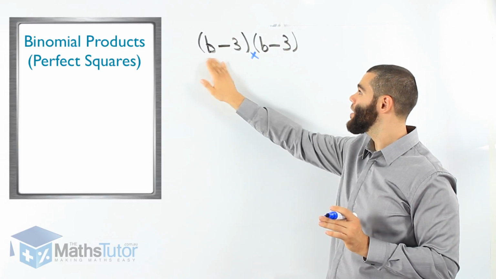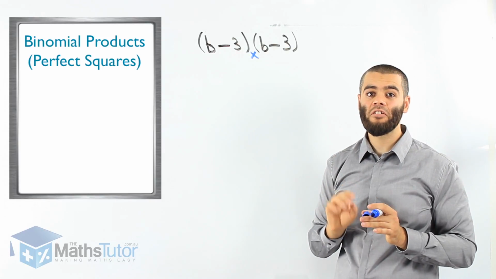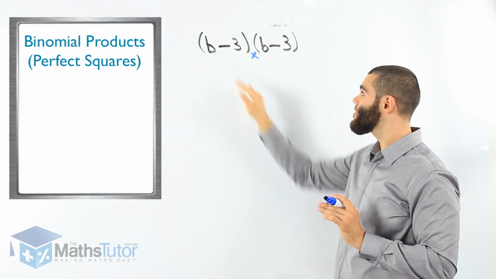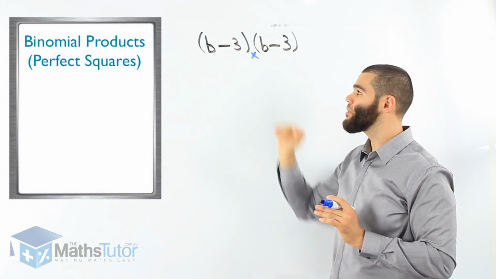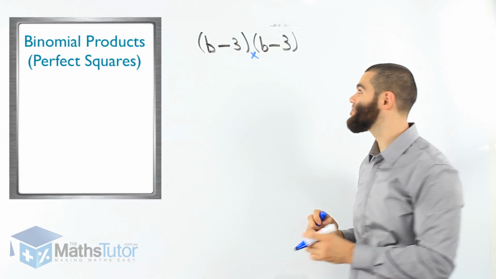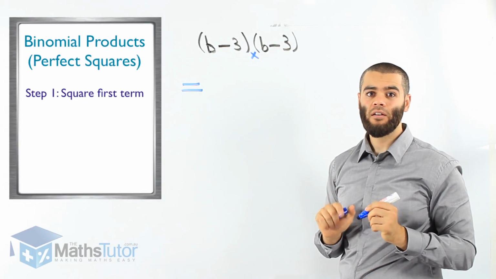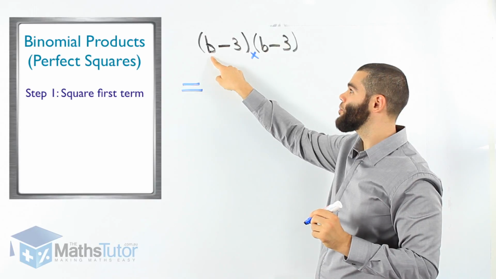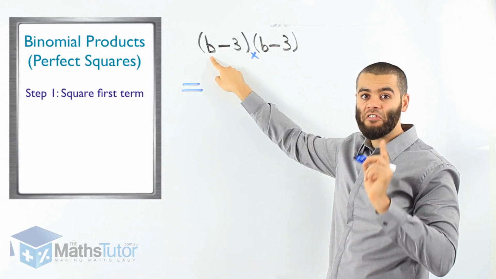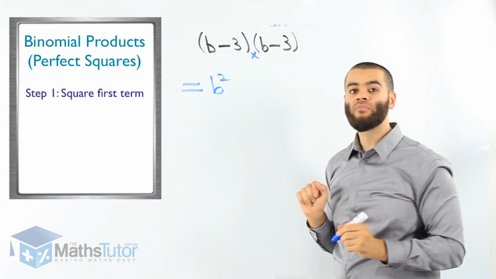A binomial b minus 3 times b minus 3. Whenever you can recognize and identify a special binomial like this one, called perfect squares, they are the same and they're multiplied together, there is a shortcut. I'll show you the shortcut right now. Step number 1. In this shortcut, we basically multiply b by itself. So we square the first term. b squared.